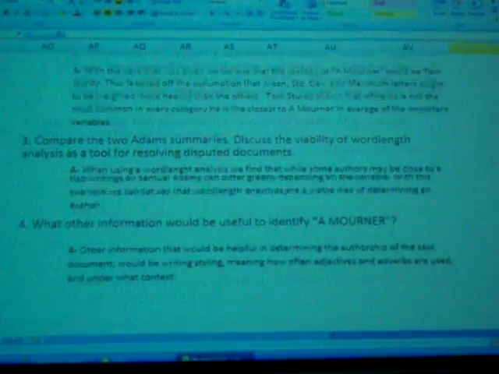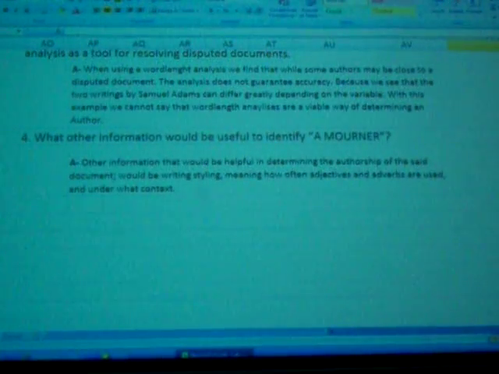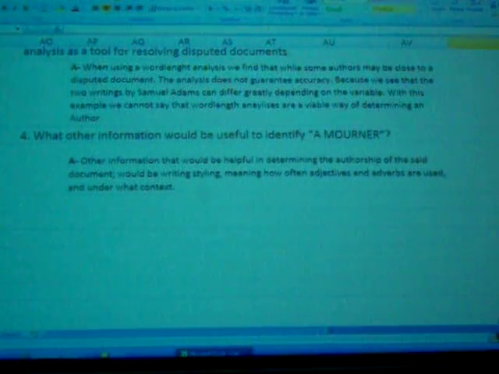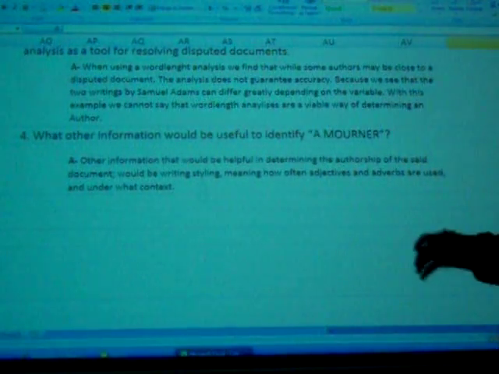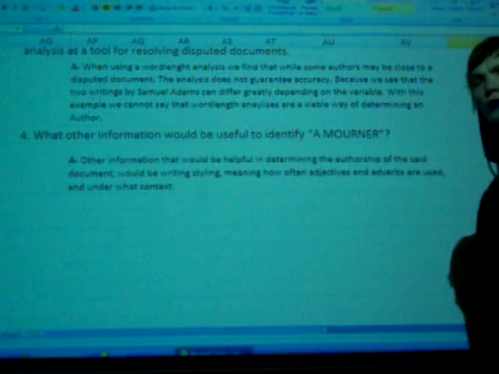And then for the fourth question, we had to come up with what other information would be useful to identify a mourner. Other information that we came up with is pretty much your own opinion on where that would go.